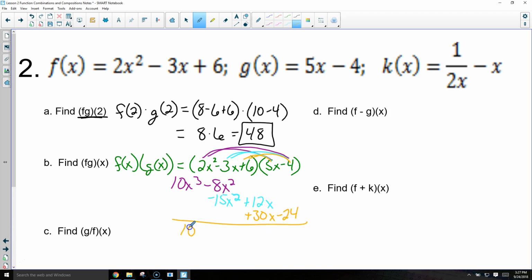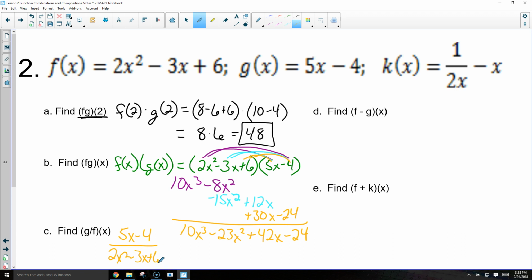Simplifying gives me 10x cubed minus 23x squared plus 42x minus 24. And that's fg of x. Letter C wants us to find g divided by f of x. So we would take 5x minus 4 and divide that by 2x squared minus 3x plus 6.